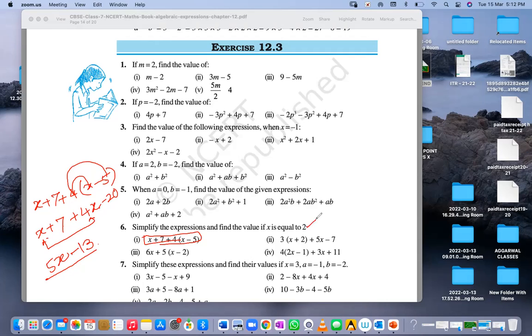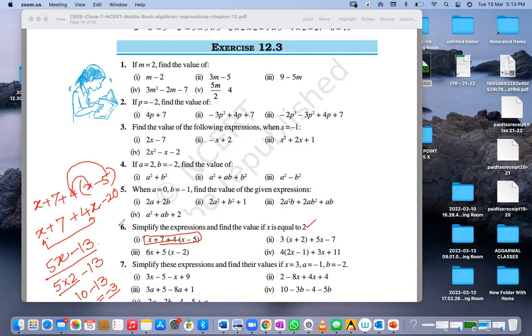We have simplified it. Now I'm going to put x as 2. So 5 multiplied by 2 minus 13. This is to be evaluated now. 5 twos are 10, 10 minus 13. What is the answer? Minus 3 is the answer. Clear?